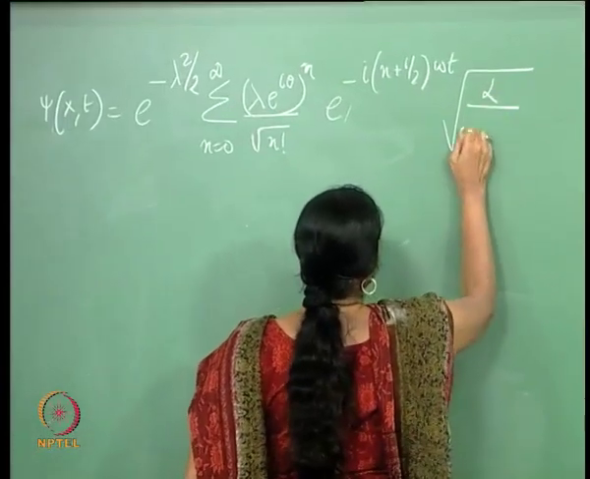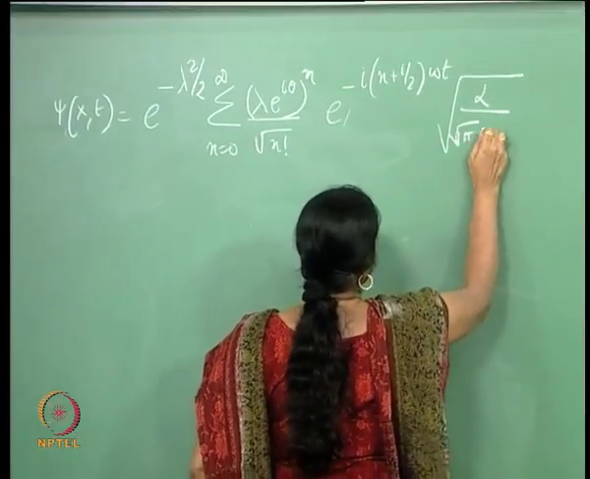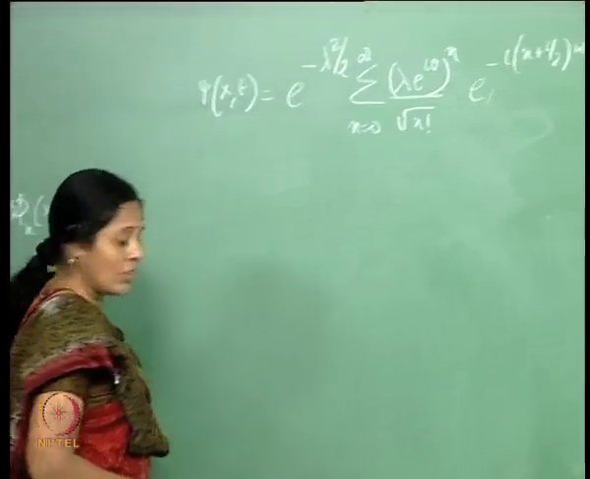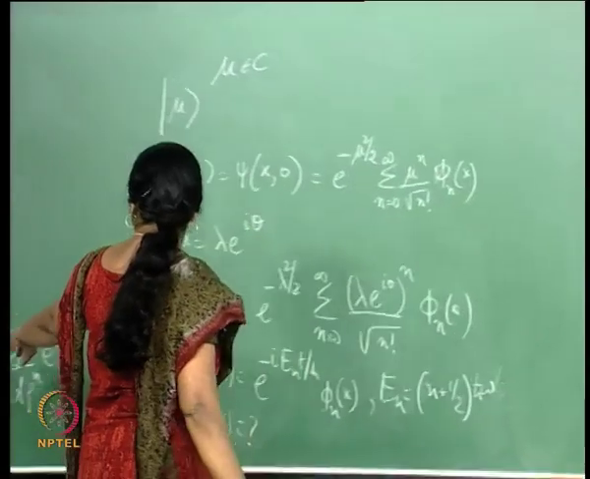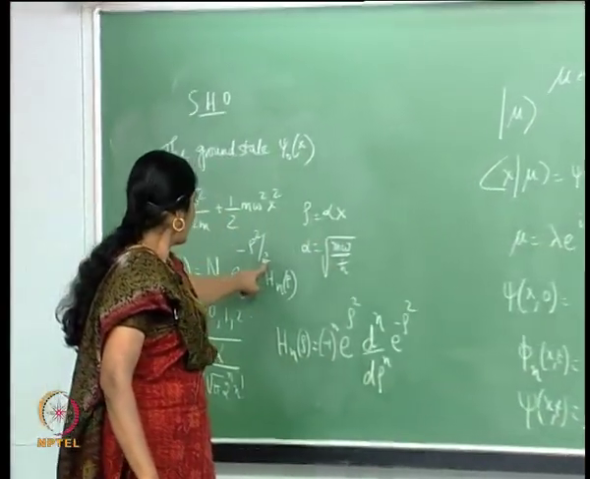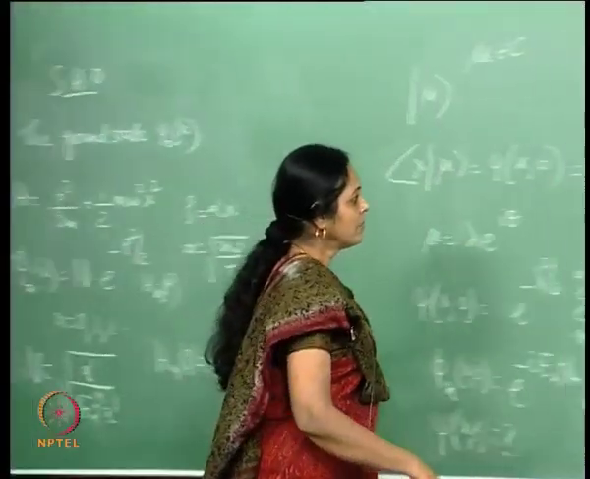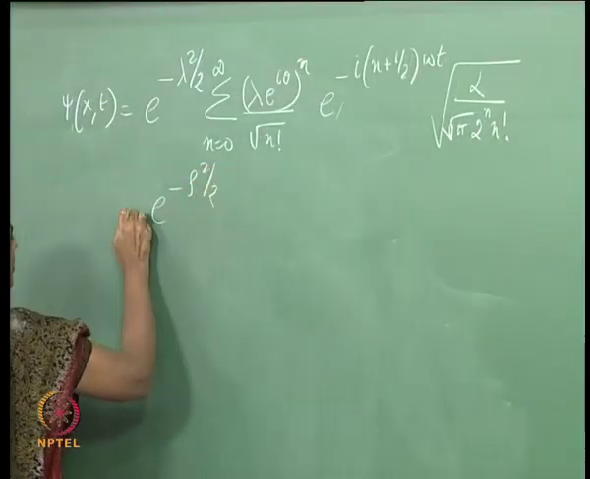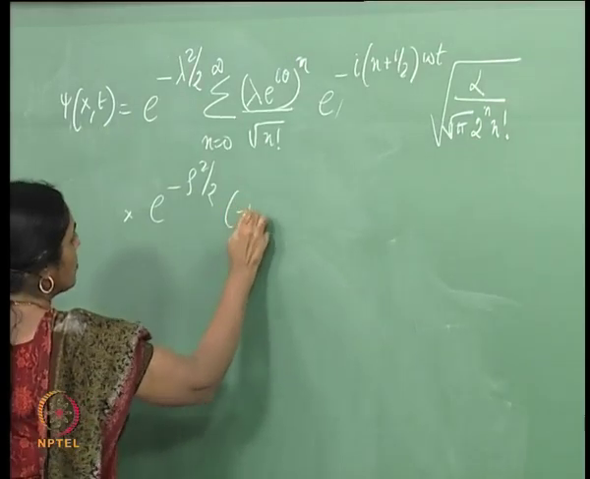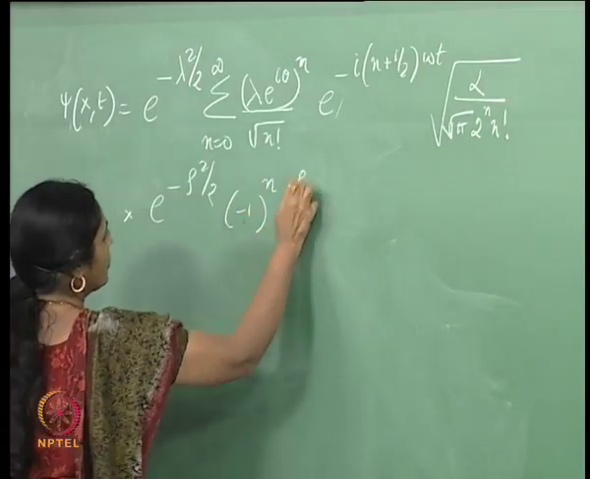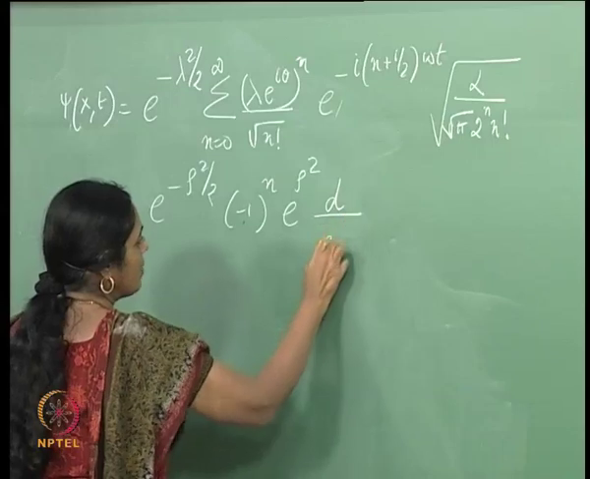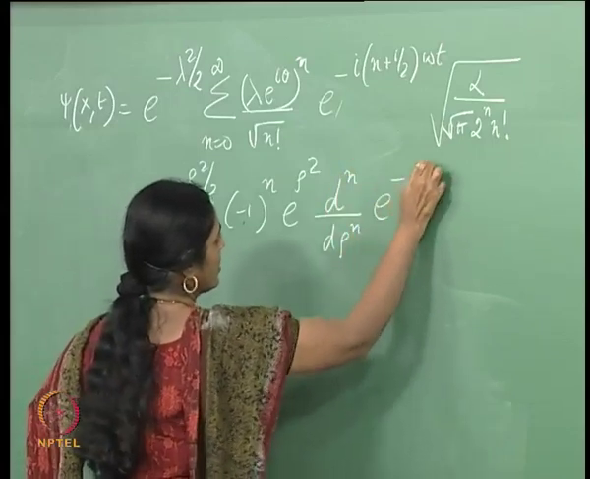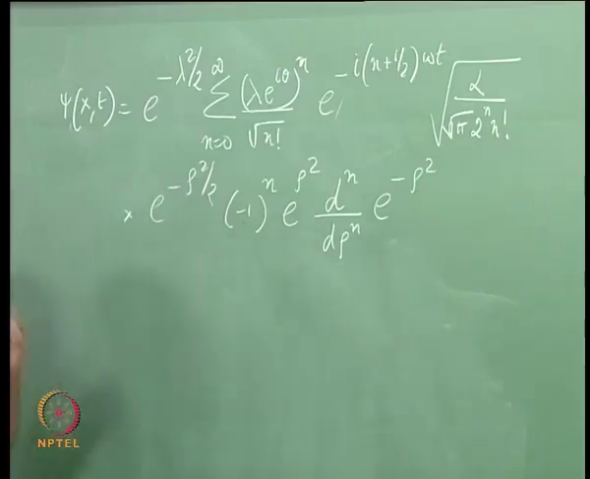root of alpha by root pi 2 to the power of n factorial, and then e to the minus rho squared by 2 H n of rho, and H n of rho was minus 1 to the n e to the rho squared, d by d rho to the n, d n d rho to the n, e to the minus rho squared. So this is the object that I have.